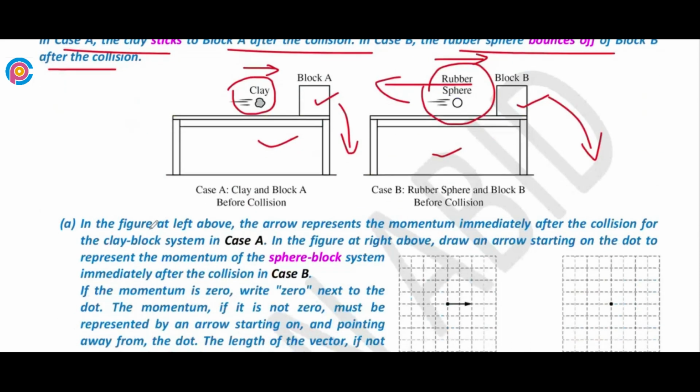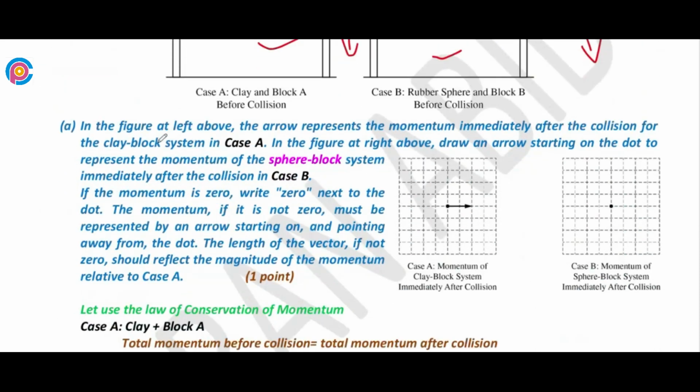Now the question is: in the figure at the left above, the arrow represents the momentum immediately after the collision of the clay-block system in case A. This is the two-block system, and the arrow represents the momentum. Momentum is the product of m and v. In the figure on the right, the dot represents the sphere-block system, and we have to draw its momentum immediately after the collision.